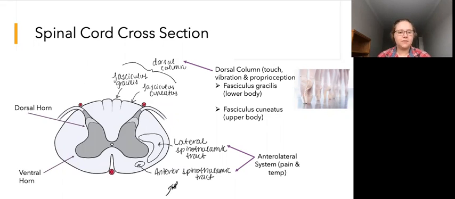Next, take a look at the ventral white matter tracts. These are located next to the ventral horn. The lateral spinothalamic tract and the anterior spinothalamic tract transmit pain and temperature information. The next few slides in this video will review the dorsal column as well as the anterolateral systems.